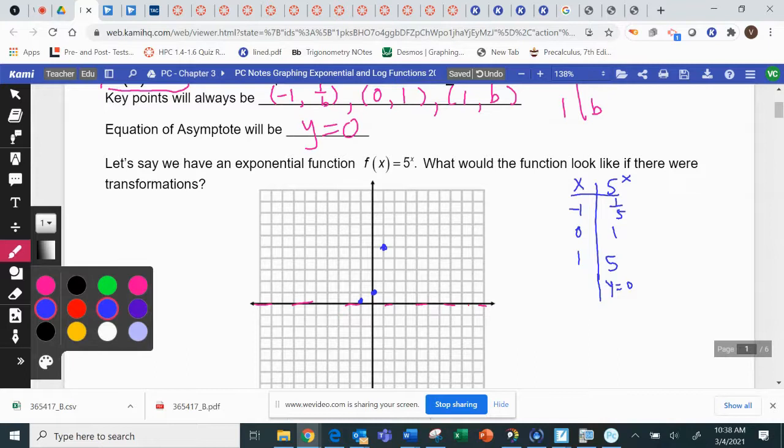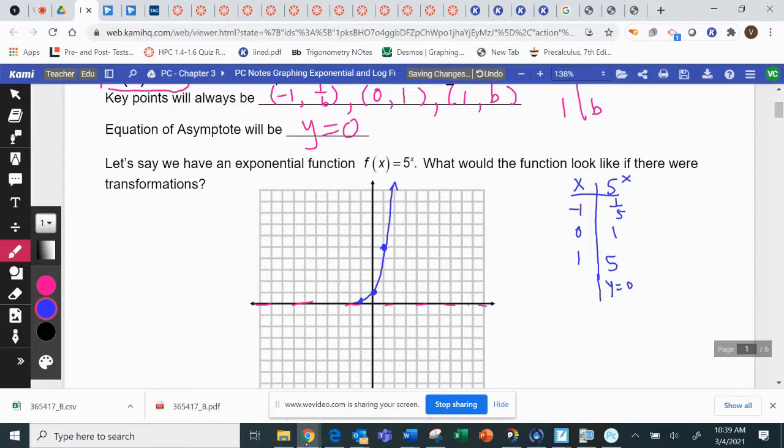Now, if we needed more points, I could find more points. I could plug in 2 into my table, but it's 25. It's going to be way off the graph. So this graph is going to exponentially grow. And in the other direction, it's going to get closer and closer to the asymptote. It's already pretty close to the asymptote, so it's just going to basically look like it's going across. But it's not going to pass through it.